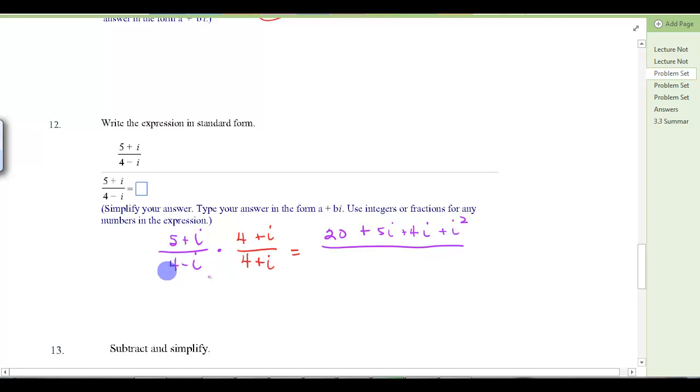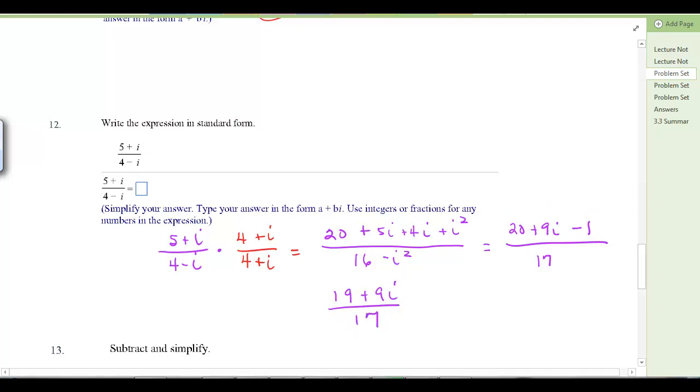On the bottom, when you multiply conjugates, you don't have a middle term, so you can just multiply 4 times 4 is 16 minus i squared. Okay, you don't have a middle term. All right, what did we say i squared was? It's -1. If you have a minus -1, it becomes a +1. So on the bottom, we have a 17, and that's the goal. You don't want an i in the bottom. All right, up here, we've got 20 plus 9i minus 1. All right, 20 minus 1 is 19, so we've got 19 plus 9i over 17.